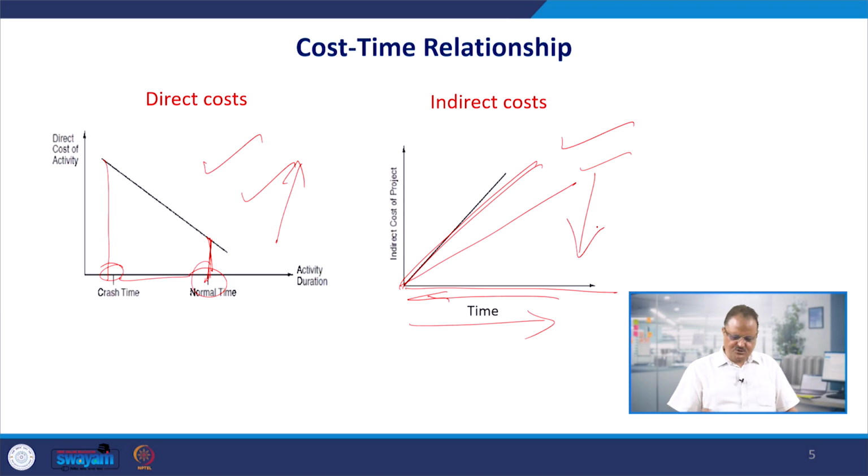Because of this, it is a kind of diversification which we normally do in portfolio construction. The same kind of influence we are finding here on the project. Because of the reduced duration, your direct cost is going to increase, but the indirect cost is going to go down. And finally, the total cost of the project remains the lowest, or minimized.